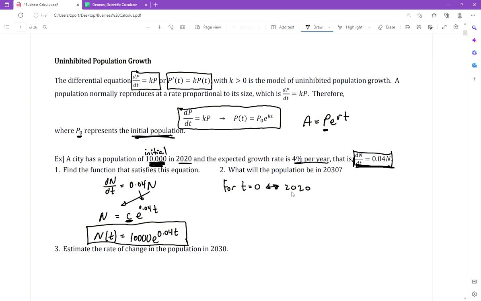And so what they're asking for, what will the population be in 2030? Well, that's 10 more years after 2020. So we should have 10 for our t.